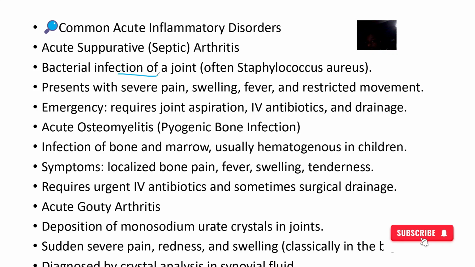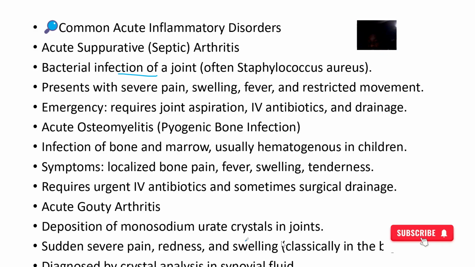So there's infection of a joint. Okay. Symptoms: there's severe pain, swelling, fever, and restricted movement. Of course, you're not able to use that joint like you used to. Acute osteomyelitis, that's like an infection of the bone and marrow. Okay. There's a lot of bone pains.